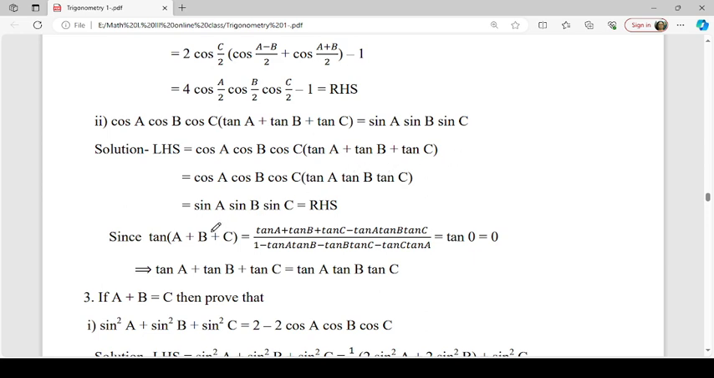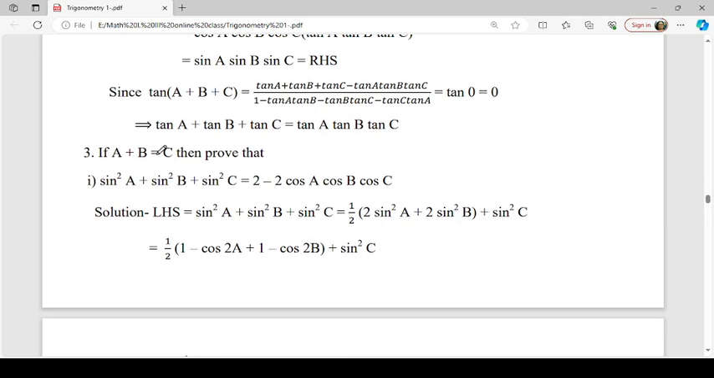This we get from this, A plus B plus C equal to 0. Tan of 0 is 0, so this is equal to 0. The expansion for tan of (A plus B plus C) is this one, and this equal to 0 means the numerator is 0, so tan A plus tan B plus tan C is tan A tan B tan C. We are applying this, and then we have sin A sin B sin C.